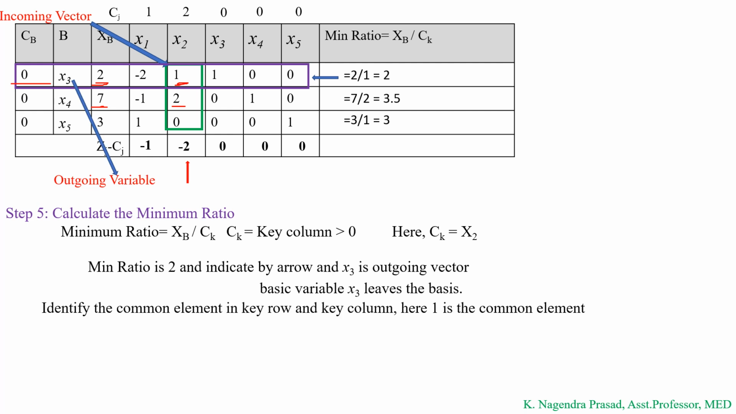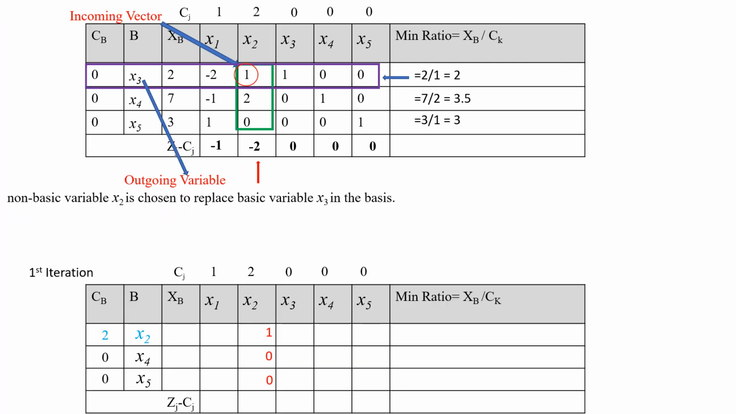Next we have to identify the common element of the key row and the key column. Here the common element is 1. This one we call the key element. Next we construct the new simplex table by entering the incoming variable. Here x2 enters the basis and x3 is outgoing, it leaves the basis. So we have to modify the simplex table. In the CB column you enter the cost value for x2, that is 2, and in the basis you enter the x2 variable.